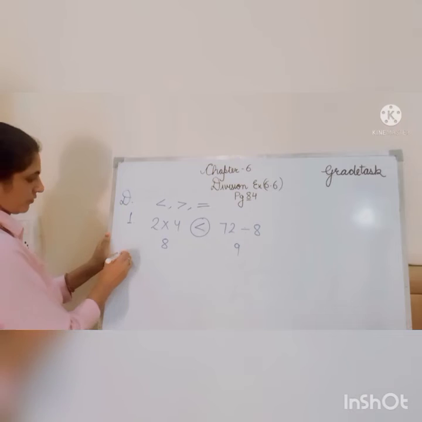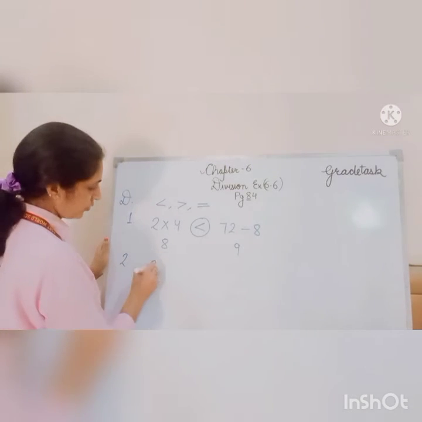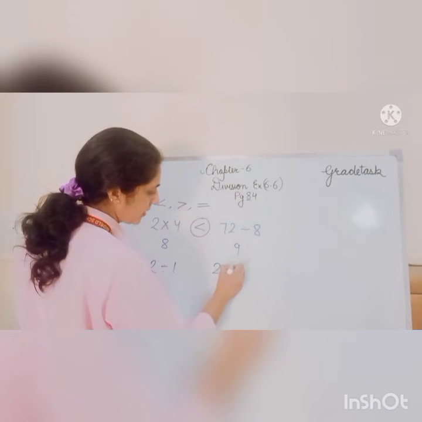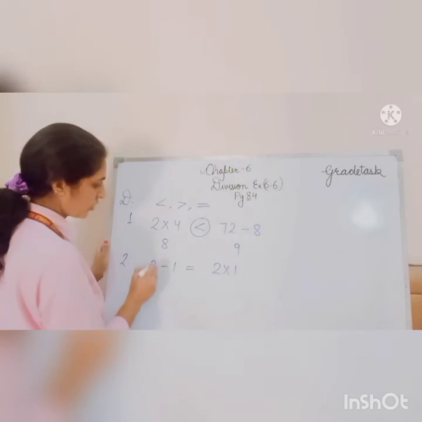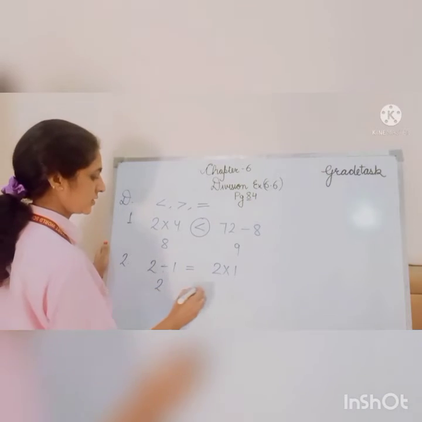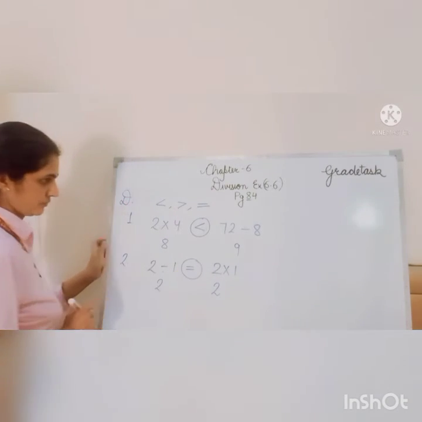Now next is 2 divided by 1, and here 2 multiply by 1. So that is equal only, because 2 divided by 1 is 2, and 2 1s are 2. So the equal to sign will come.